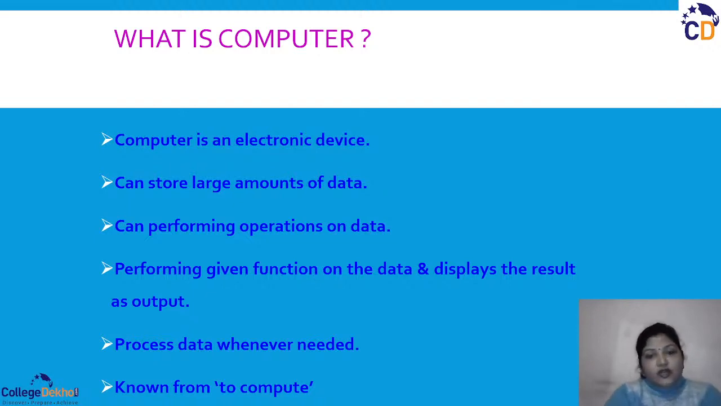If there is no data, why have computers? You need to store something, right? Otherwise, there is no need for computers. It is known to compute, it is known to calculate, it is known as a programmable machine. There are several names, there are several advantages of computers, right?